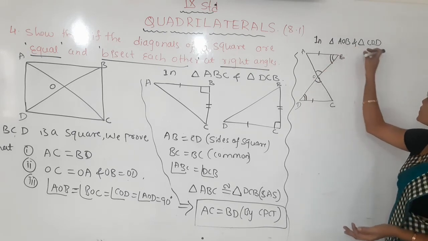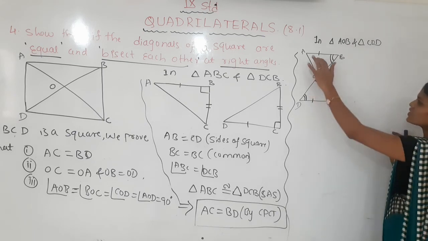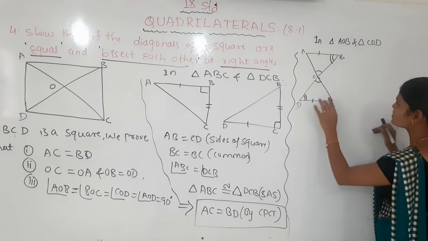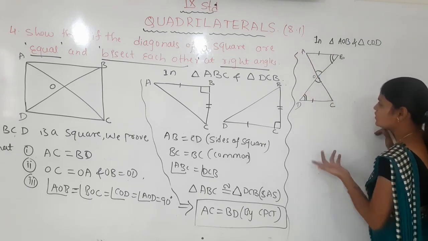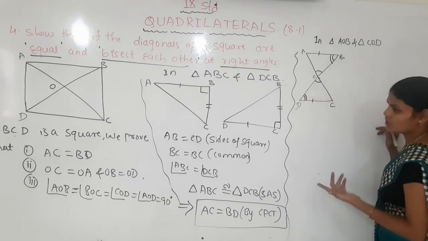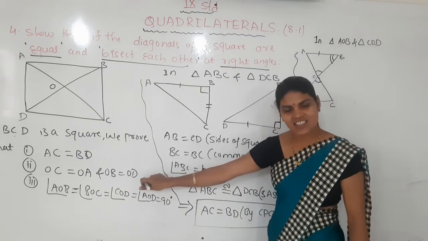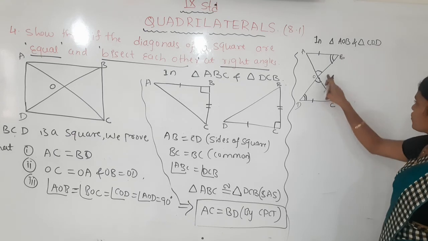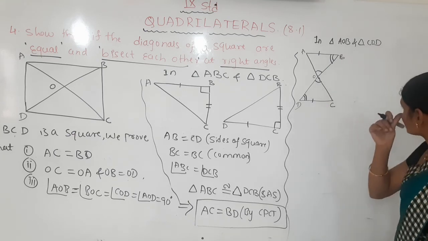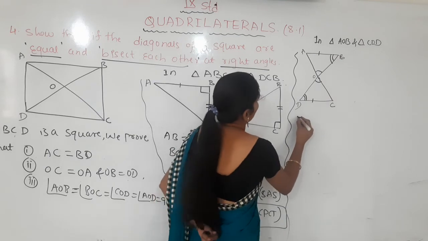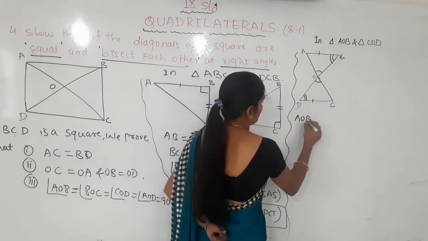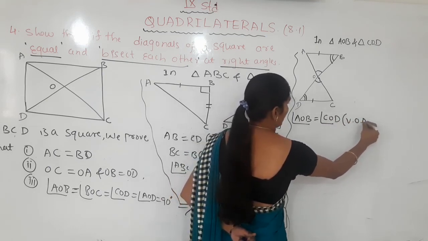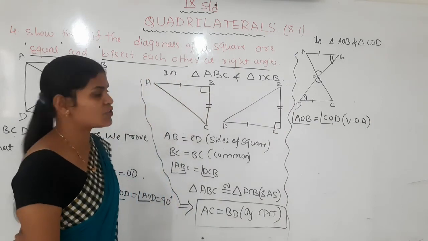Then we can conclude these two triangles are congruent. If these two triangles are congruent, then the corresponding parts are equal. What are the corresponding parts? OC and OA are equal. OD and OB are equal. Okay, since we take here triangle AOB and COD, what are the things that are the same here? Take the first one, angle AOB. It is the same as angle COD. Why? Vertically opposite angles.